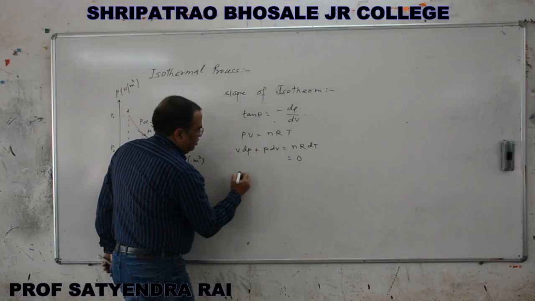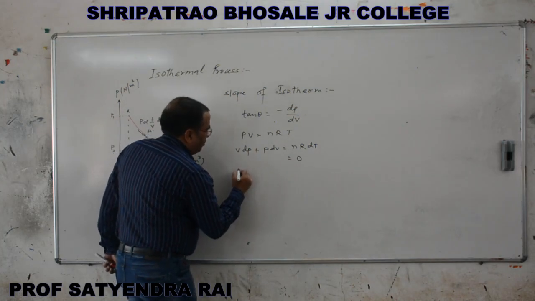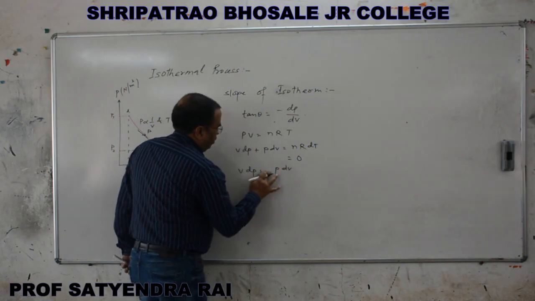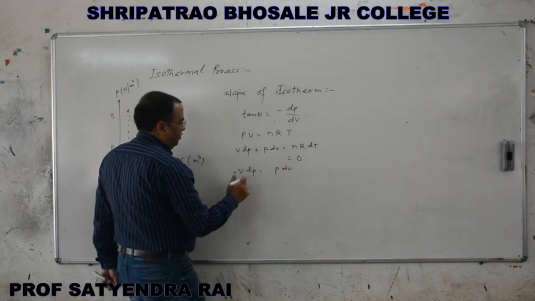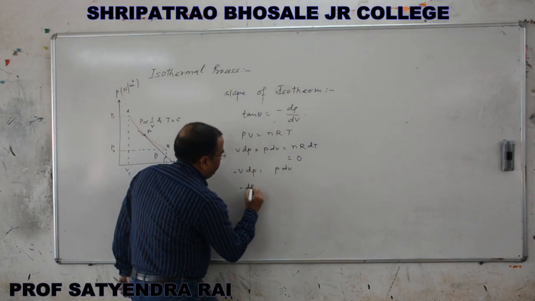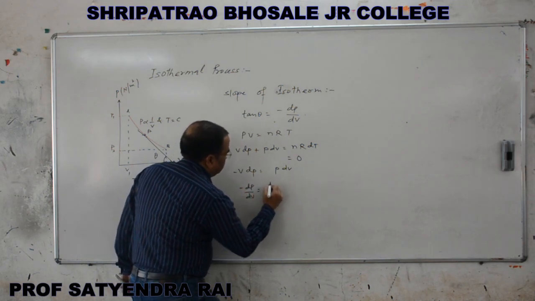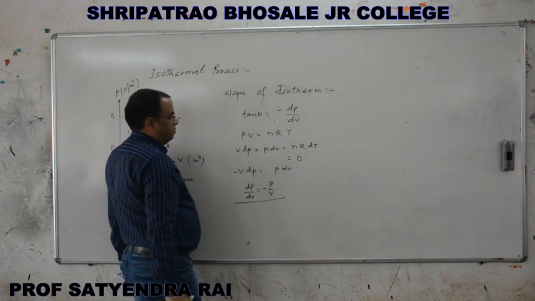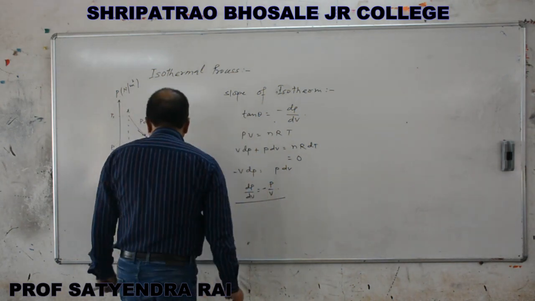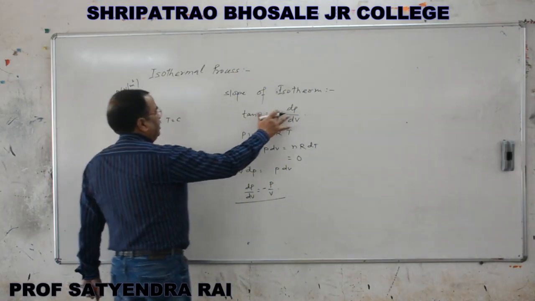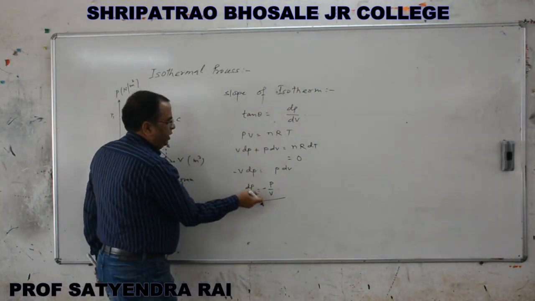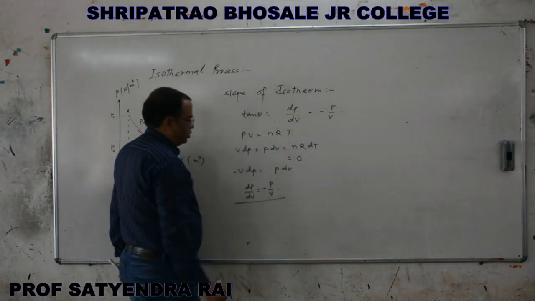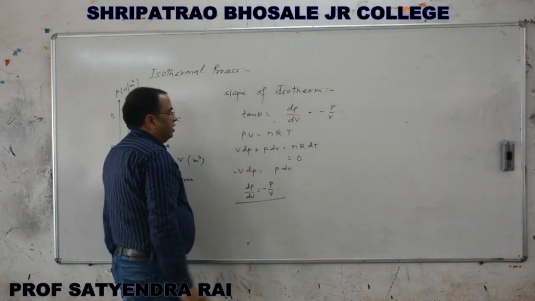Or we can write V dP is equal to minus P dV, or minus dP upon dV is equal to P upon V, or we can say dP upon dV is minus P upon V. So slope is dP upon dV, right? And since it is coming to be negative, this is minus of P upon V. This is called the slope of the isotherm.